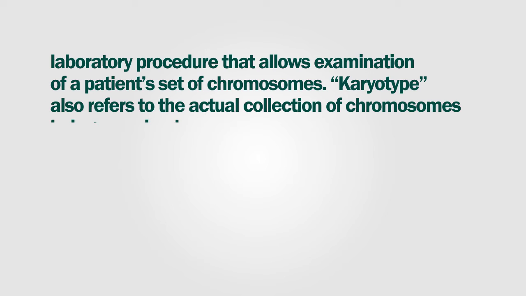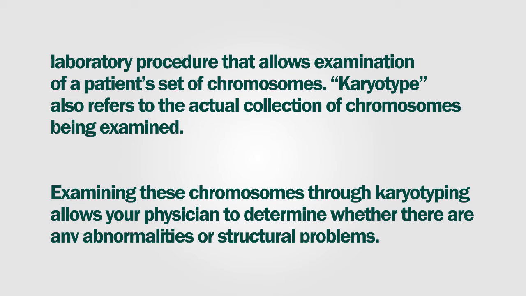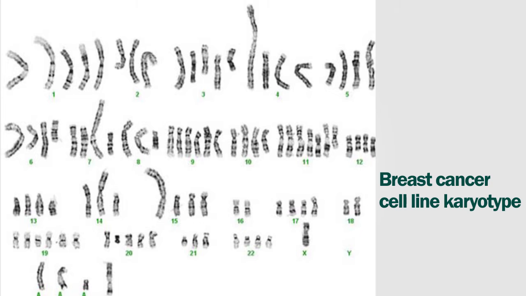In the conventional method, we can do karyotyping analysis. It is a laboratory procedure that allows examination of a patient's set of chromosomes. Karyotype refers to the actual collection of chromosomes being examined. Examining these chromosomes through karyotyping allows physicians to see whether there are any abnormalities or structural problems. Breast cancer cell line karyotype analysis shows polyploidy, as shown in the picture.